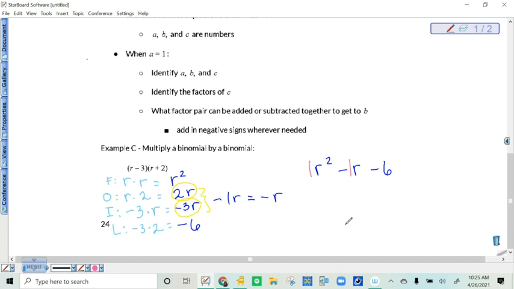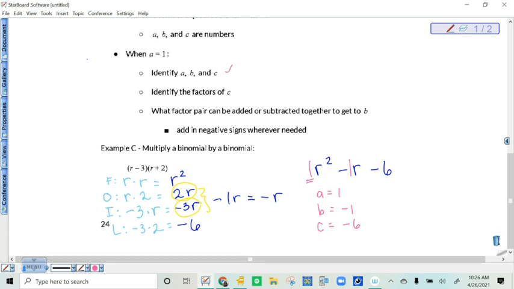Right. Okay. So if I were to factor this, first I identify what A, B, and C are. So what is A? Yeah, just 1. What is B? Good, negative 1. And what is C? Negative 6.